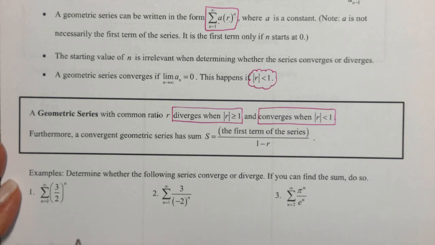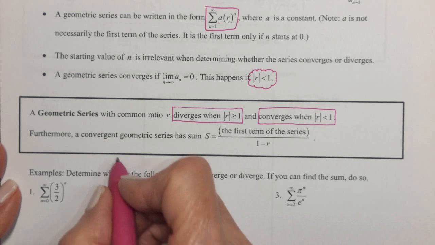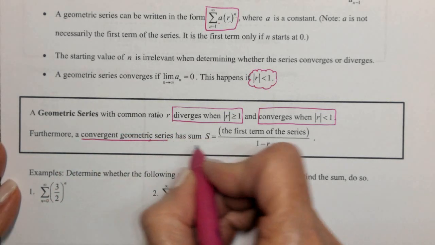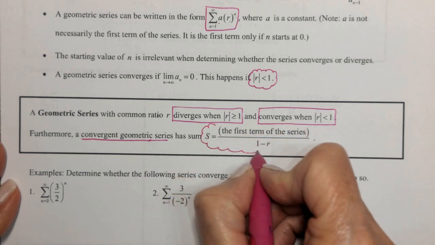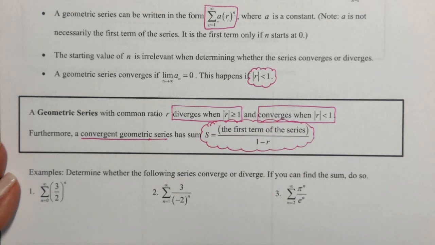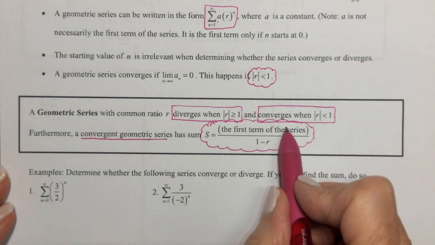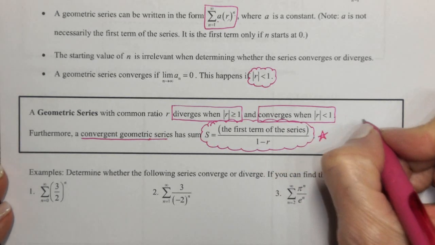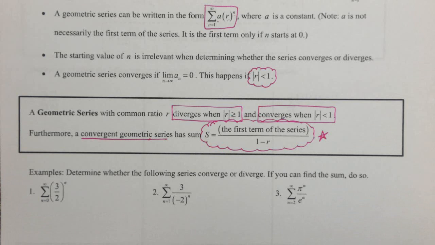Furthermore, if we have a convergent geometric series, then we can actually find its sum. This is the only type of series this unit where we can find the sum. Next unit we'll have more. But for this unit, this is the only one that we can actually find the sum, and it's the first term of the series over 1 minus r, and I need you to know that. I need you to know all these tests, and I need you to know that formula for finding the sum of a convergent geometric series.